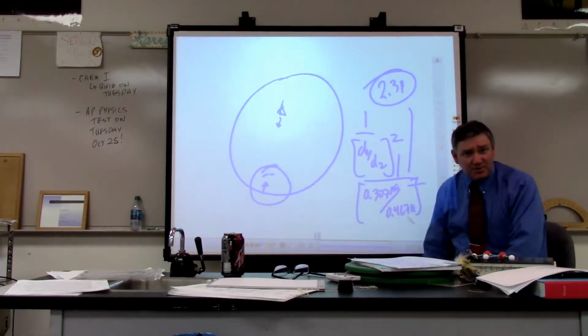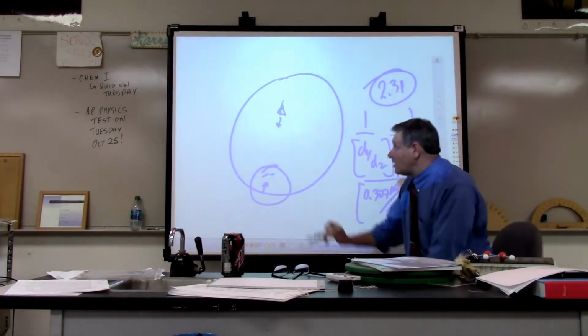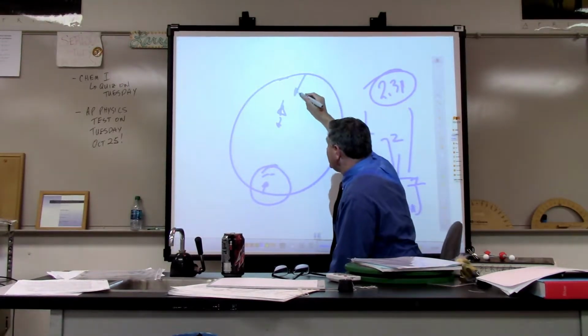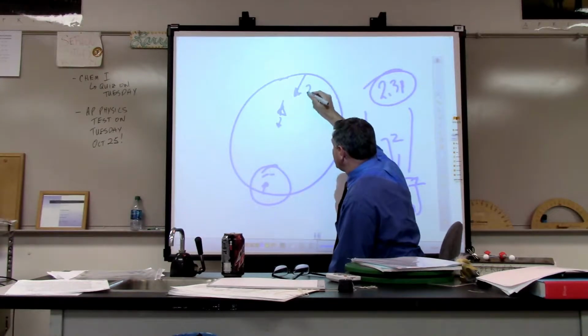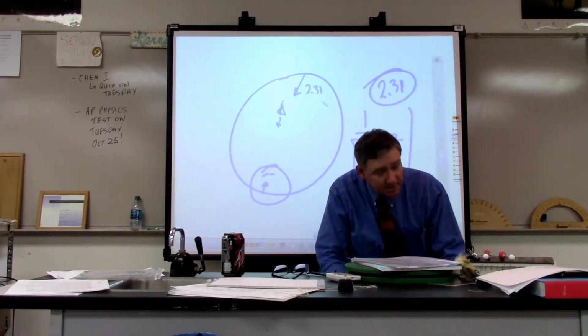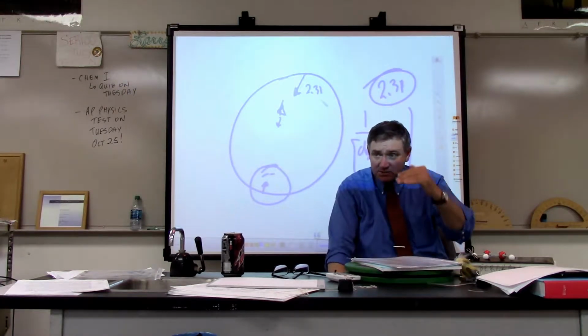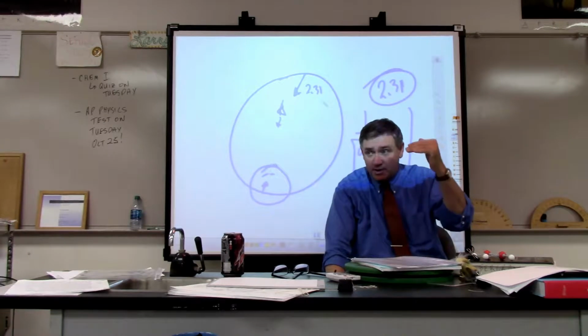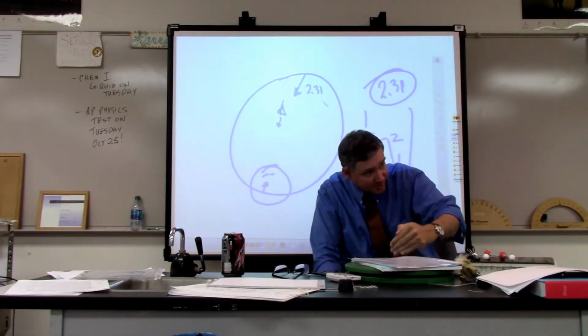So you get 2.31. So what you're going to do is, when Mercury is at its closest point, you're going to draw a vector pointing here of 2.31. So what we're saying is at that point, the gravitational force between Mercury and the Sun is 2.31 times greater than what it is at its furthest point.